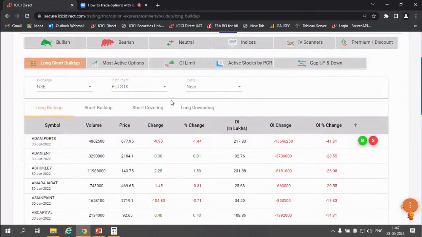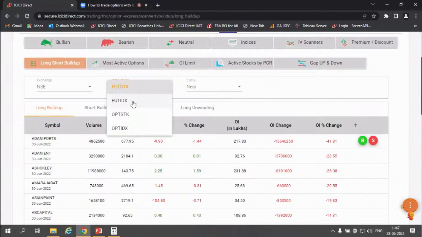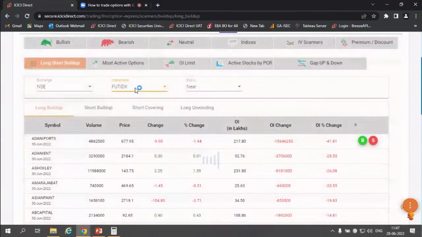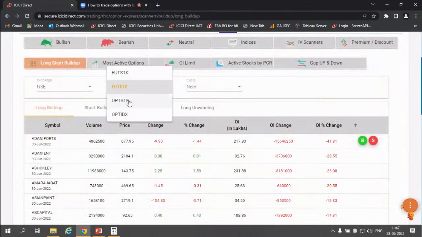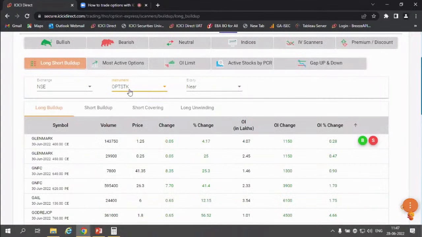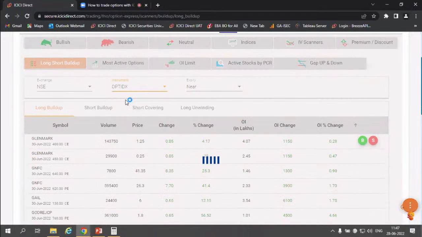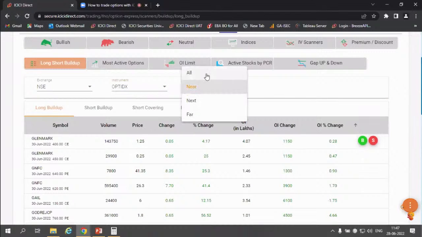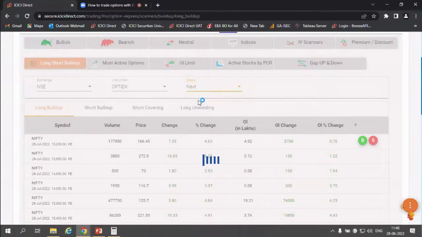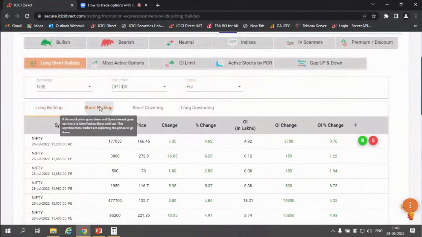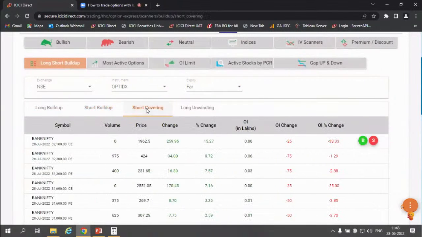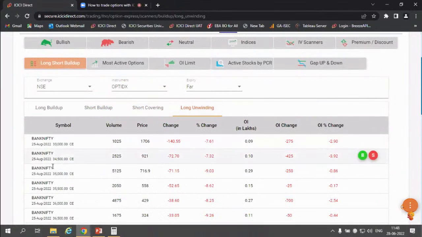Here you can filter it with future index, future stocks, option stocks, or option index. Same with near expiry, next expiry, or the far month expiry. Short buildup, short covering, and it will give you all the information related to what is happening in that. So you can just simply go and select it.